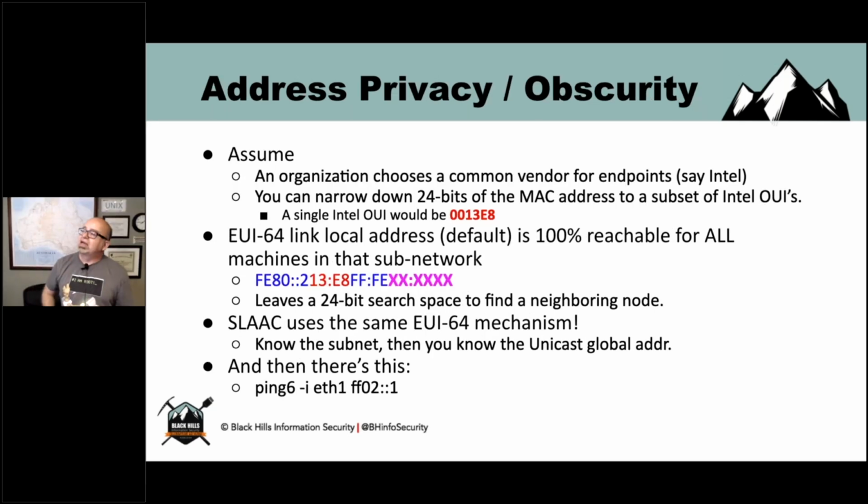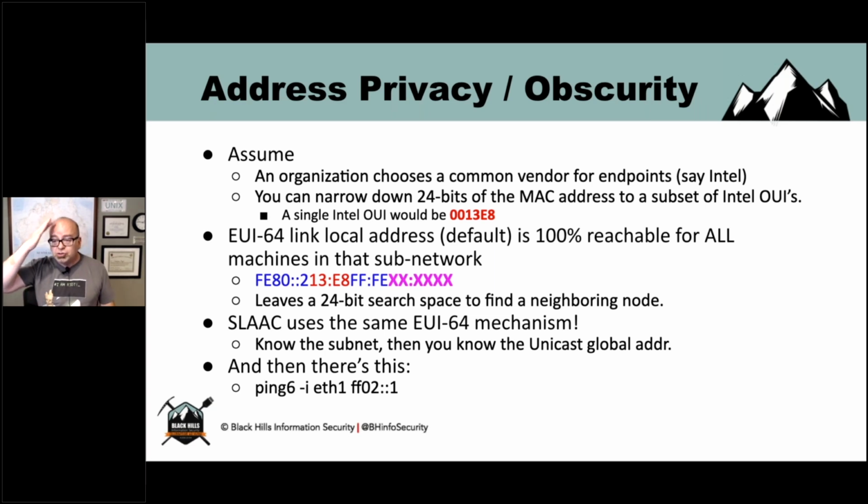Yep, we're almost there. Address privacy and obscurity. So let's go back to EUI-64, which is the extended unique identifier that uses the MAC address. If you think about it, an organization is probably going to buy a ton of machines for their network from the same manufacturer. This is how people do things. And if you think about that, they're probably going to have the same NICs in them. And let's imagine for a minute that network interface device is an Intel NIC, and it has an organizational unique identifier on it of 0013E8, which is one of Intel's NICs.